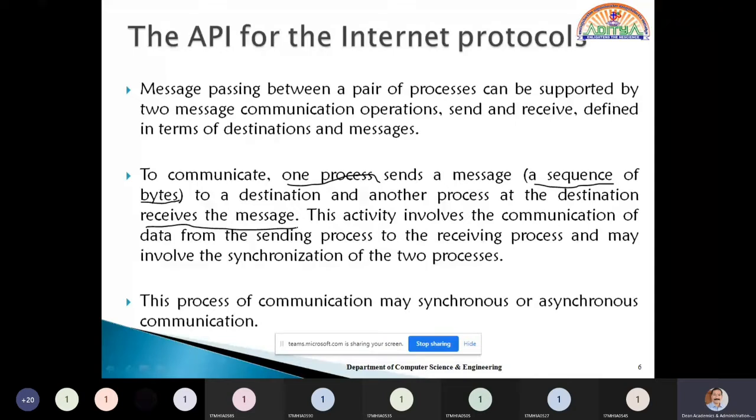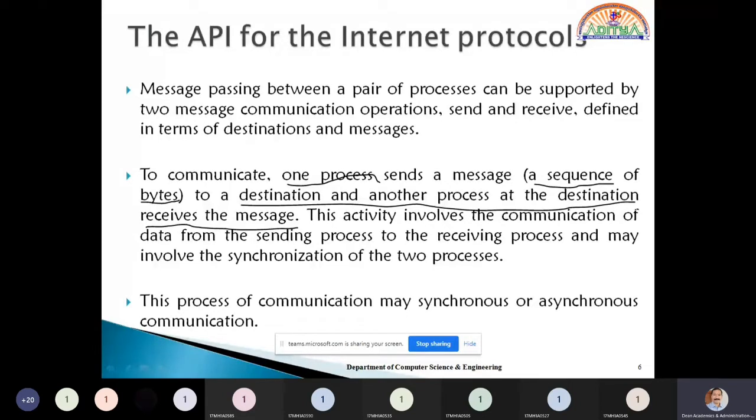That's why it is said one process sends a message to a destination, and another process at the destination receives that particular message. So this activity is nothing but the communication of data from the sending process to the receiving process. In the process of doing that, we need to maintain the synchronization of transfer of data. We need to discuss the synchronization among these processes.